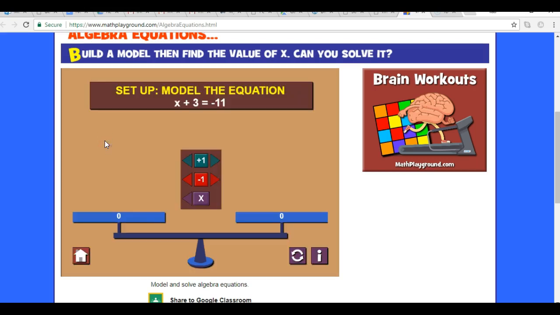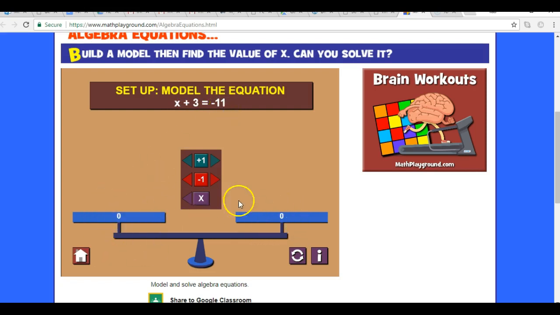Building off Solve Me and understanding the idea of balance, this says x plus 3 equals negative 11. Notice how we're now doing equations. This is not expressions, this is equations. And so equations do have solutions, unlike expressions which can just be simplified. So here we want to know what number, when we add 3 to it, will be negative 11. In order to do that, we're going to use the idea of the balance.